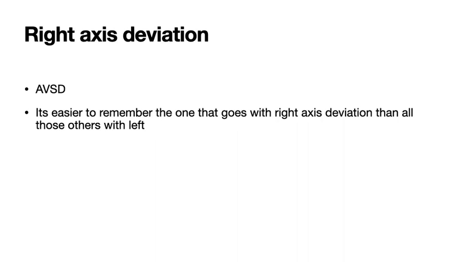Now, if you have no axis deviation, we're thinking transposition of the great arteries, and that's if it's levocardia. So in other words, if you have transposition of the great arteries and the heart is on the left chest like it's supposed to be, it won't have axis deviation.